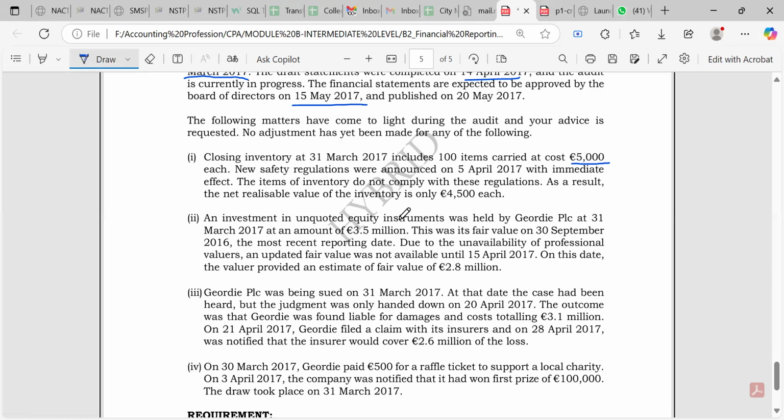New safety regulations were announced on 15 April 2017, after the reporting period, with immediate effect. The items of inventory do not comply with these regulations, and as a result, the net realizable value of the inventory is only how much? 4,500. So what are you going to do?